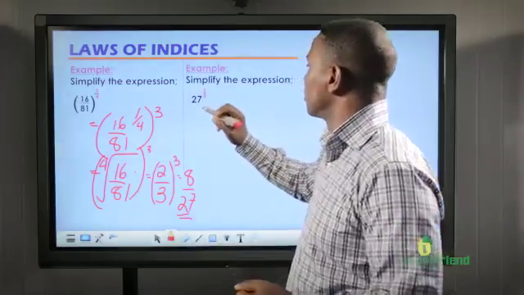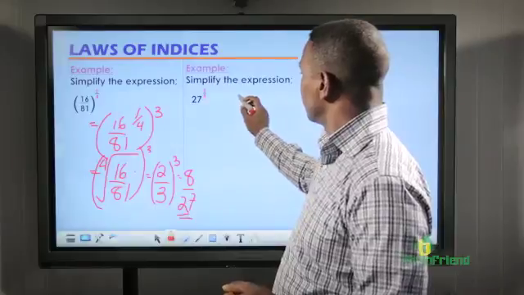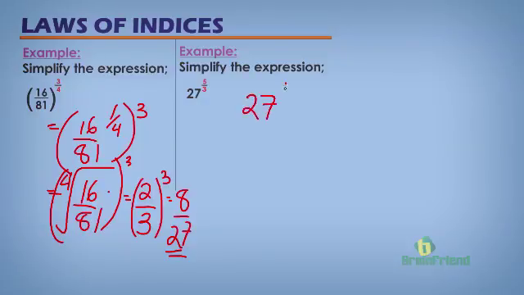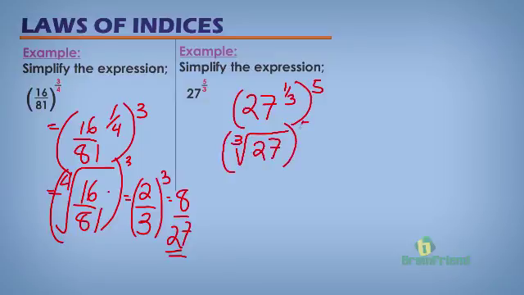Let's also quickly look at this. We would have in this instance 27 raised to our fractional power, all raised to our power 5. If we solve this, it would give us the 3rd root, which is known as the cube root of 27, all raised to the power 5. The cube root of 27 would give us 3, and this would be raised to power 5. This, of course, is 243.